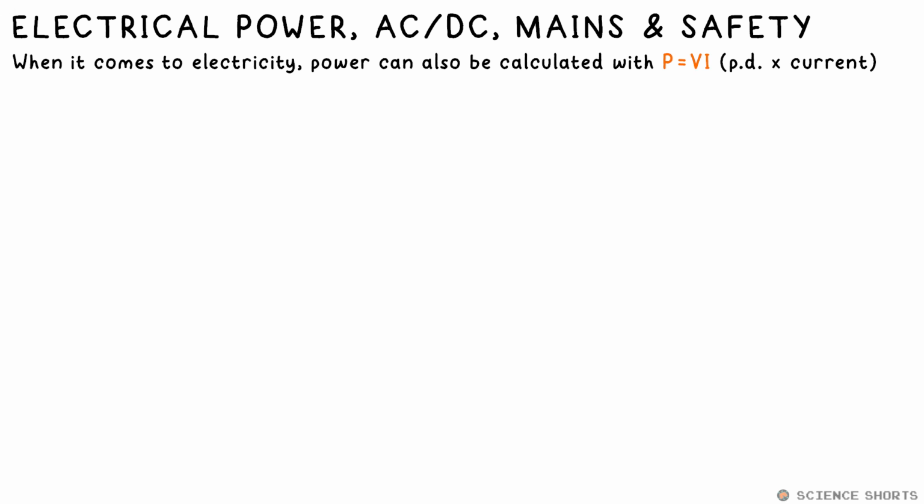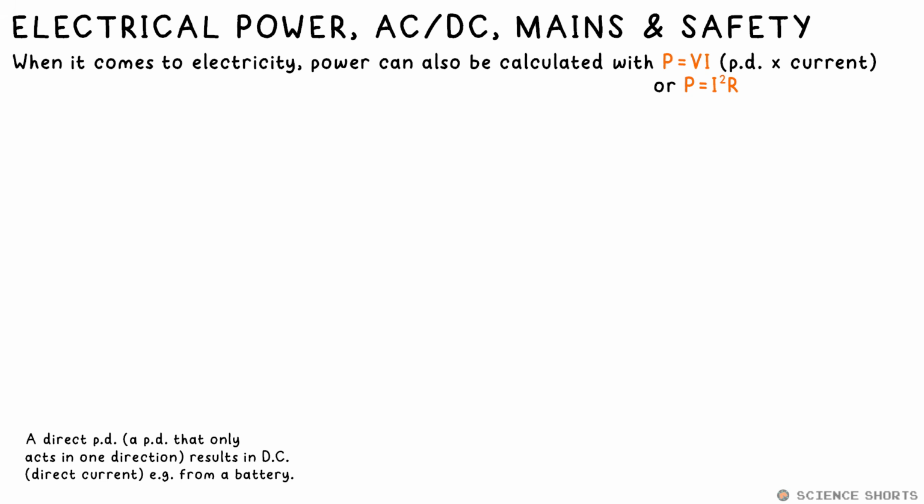We know from the energy topic that power is the rate of energy transferred, so that's energy divided by time. However, when it comes to electricity, we can also calculate it with P equals VI. Power equals voltage, PD, times current. Moreover, if we substitute Ohm's law into this, we swap out the V for IR, and we end up with the alternative equation, P equals I times R, or P equals I squared R.